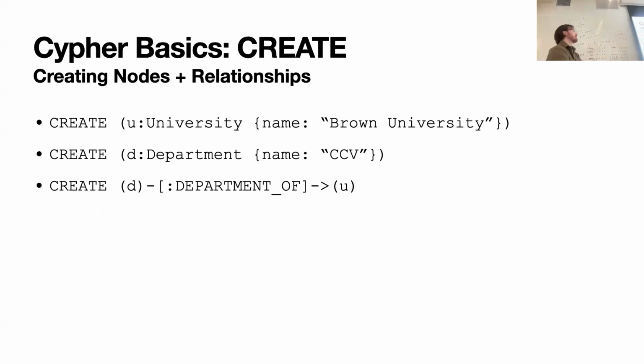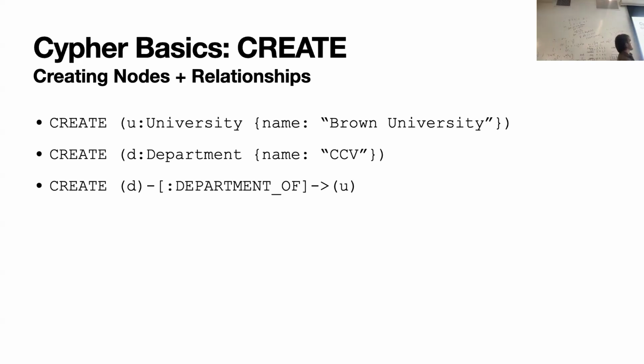Great. So if we want to create nodes or relationships in the database, we use the create keyword. And again, we use the same representation that we use for match. So here we're creating the university node, Brown University. Then we're creating a department node, CCB, and then we're connecting these two. So we create two nodes, and then we make a connection with the variable names between them with the relationship department of.